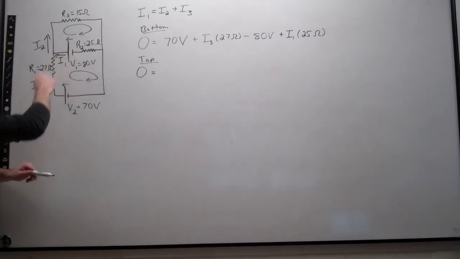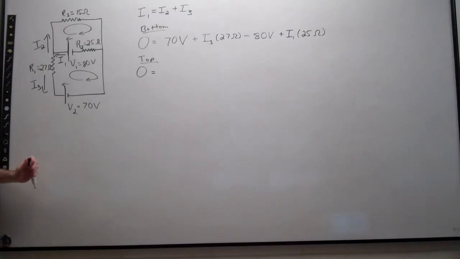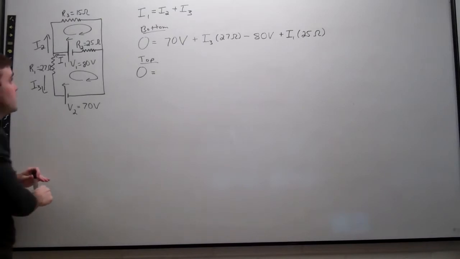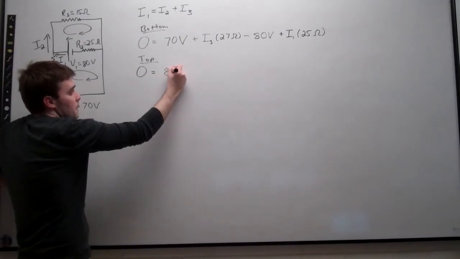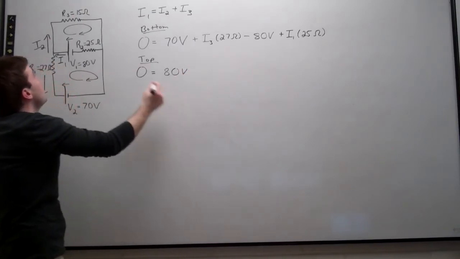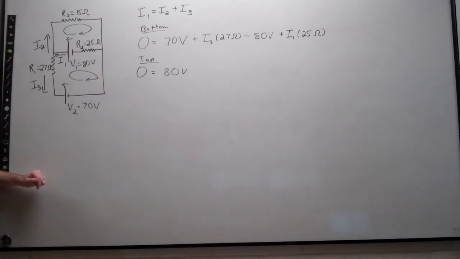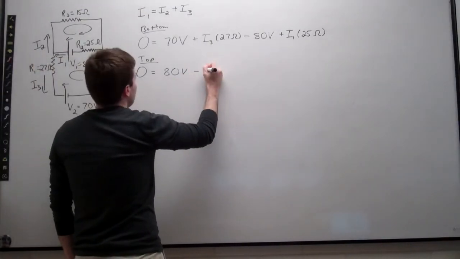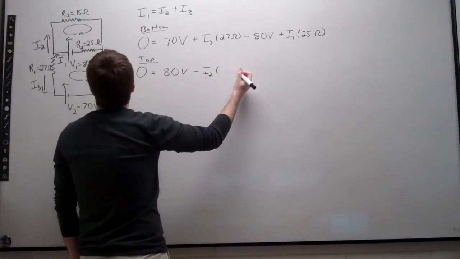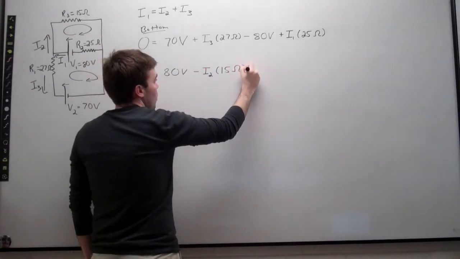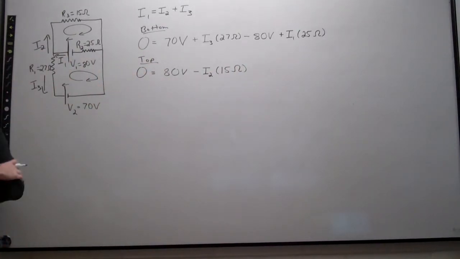We'll start off with this battery. Is that in the same direction or the opposite direction as the loop? Same. So do we add or subtract it? Add it. So it's going to start off with positive 80 volts. This resistor up here, the current's going through it like that. Is that current in the same direction or the opposite direction as the loop we drew? Same. So what do we do? Subtract. So it's going to be minus I2 times 15 ohms. Questions about that one?